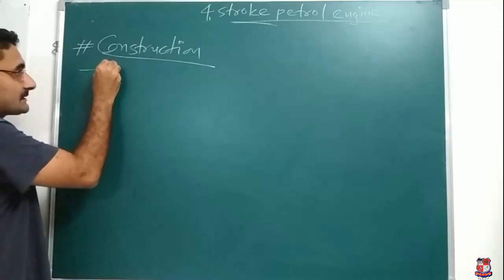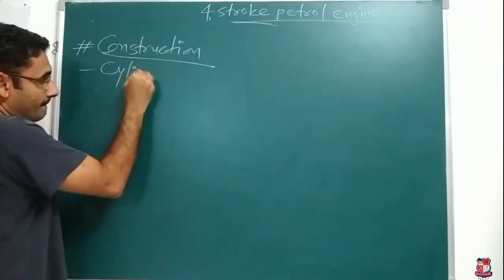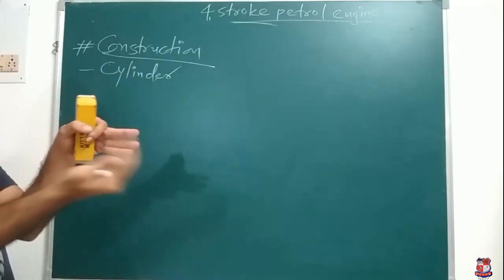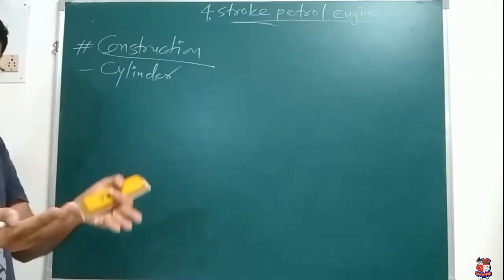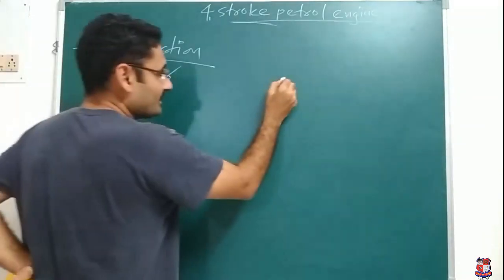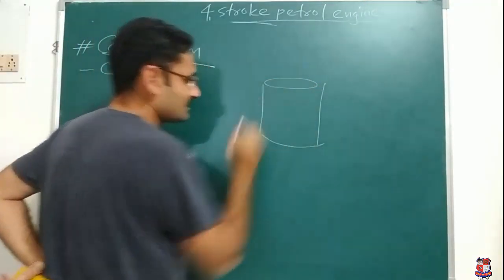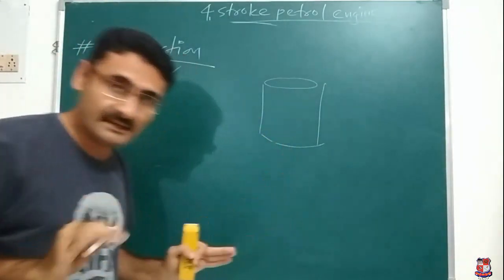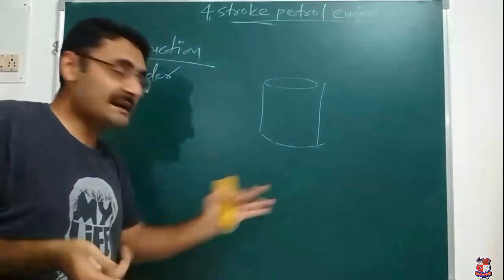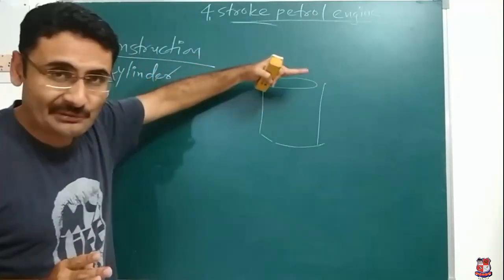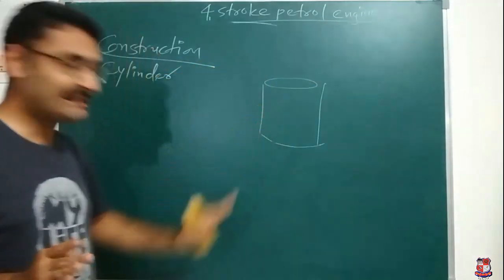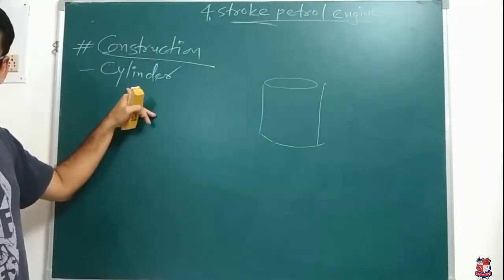The name of the first part is cylinder. Now cylinder means what? You can say it is a hollow shaft. One shaft is there which is hollow from inside, just like a glass. If I want to draw the glass, I can draw the cylinder like this, which is hollow from inside, that means from inside it is empty. It has certain thickness, but from inside it is empty, and one end is closed and another end is open, just like a glass. So that is the meaning of cylinder.